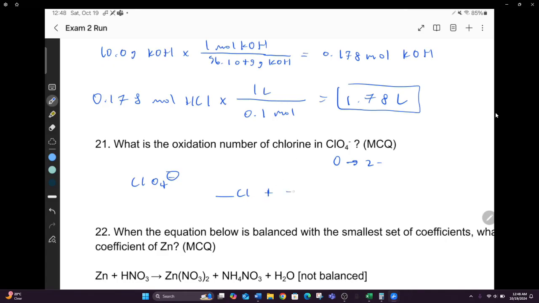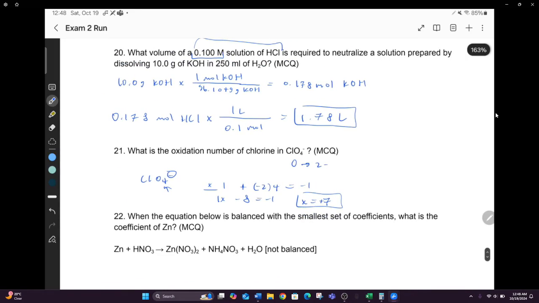So our X, or blank, for Cl, plus -2 times our 4 oxygens, right? We only have one Cl here. And our 4 oxygens need to equal -1. Let's just put an X here. 1X minus 8 equals -1. And our X should equal positive 7, so just put plus 7. That's going to be our oxidation number for chlorine.